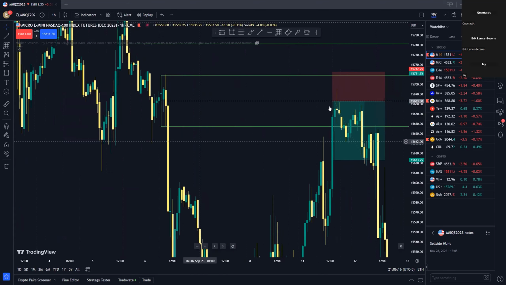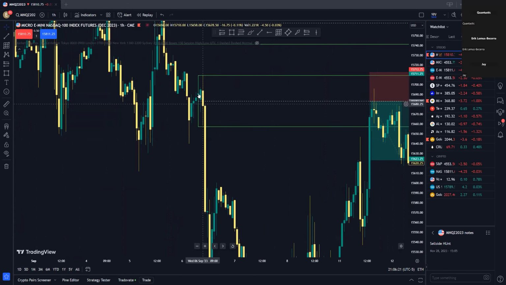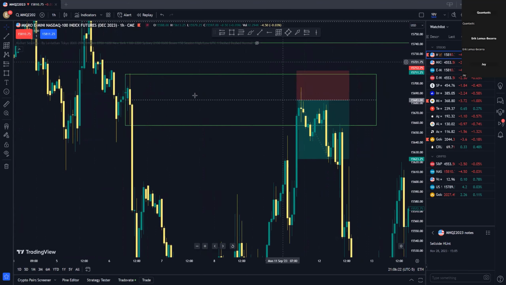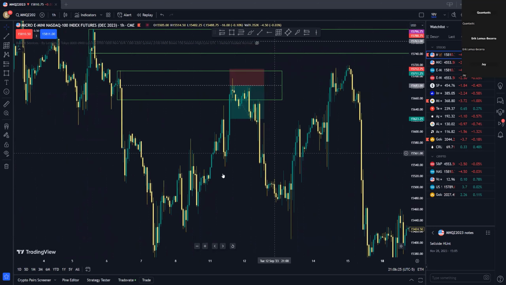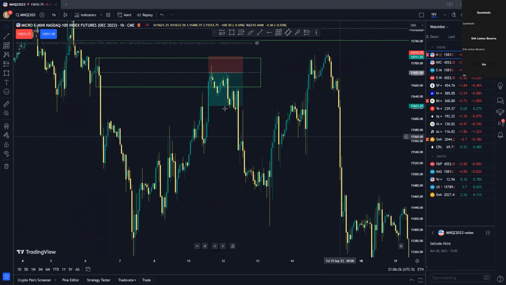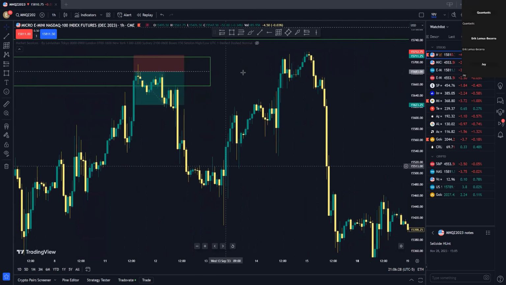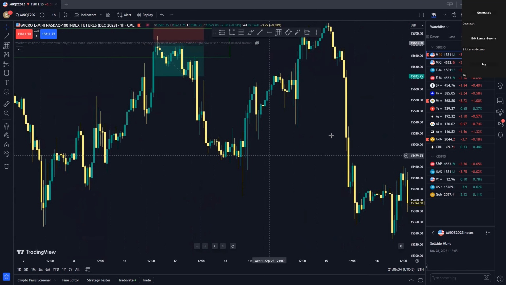You enter on a consequent encroachment, and then you start narrowing it down on the 5 minutes. But this is one of the rules. My other strategy is the market structure shift. As you know, I wait for the market structure shift to make sure that buy side got raided, then I look for shorts. If sell side got raided, then I look for highs.